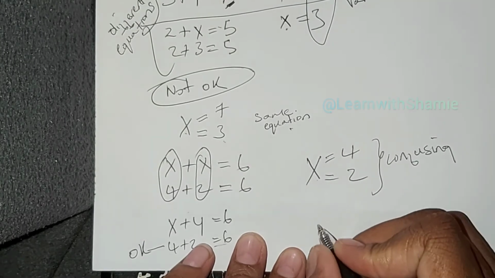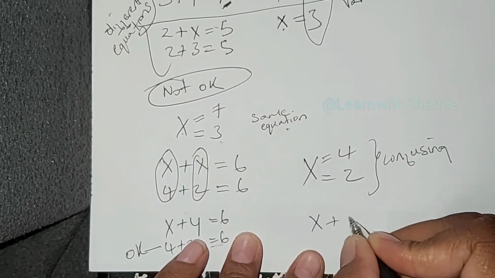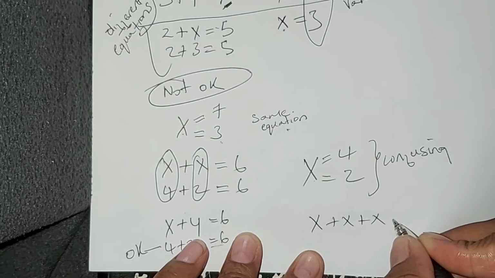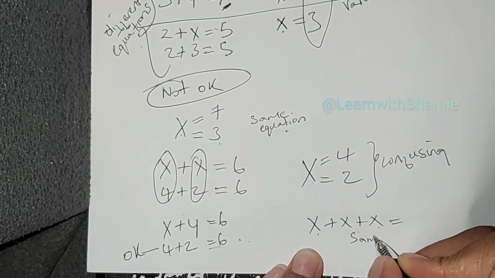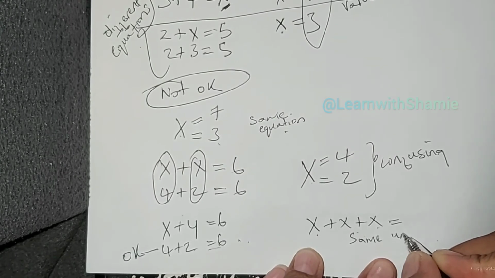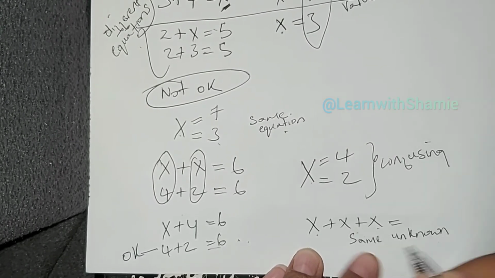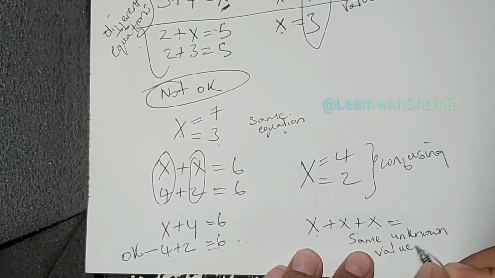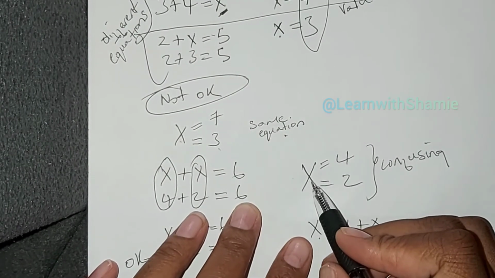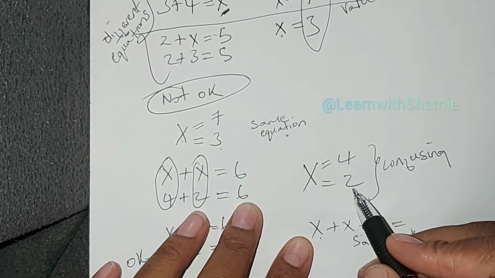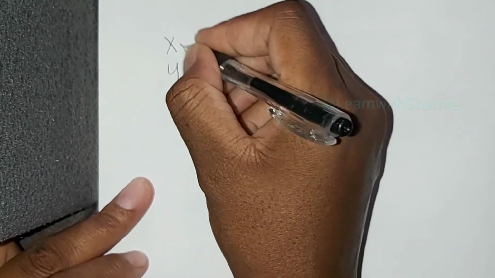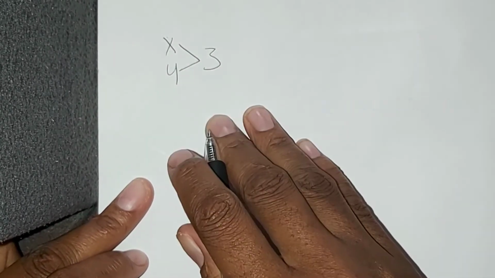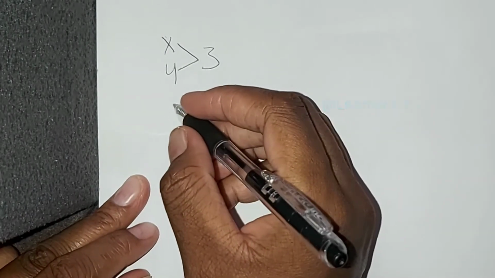In algebra, if you see a letter more than once in an equation, it is representing the same unknown value. We can't use the same letter to represent two different values at the same time, but two different letters can be used to represent the same value. Let me show you an example of that.